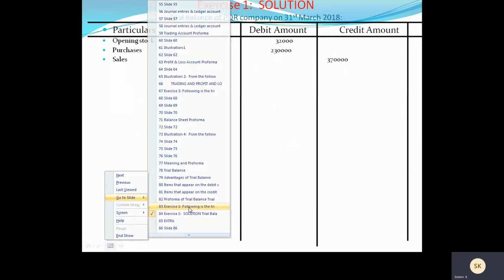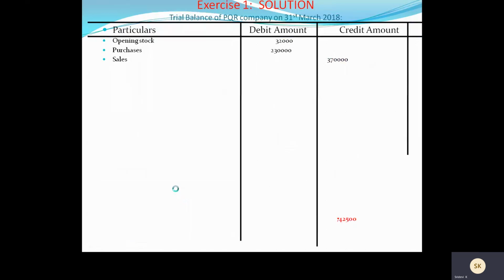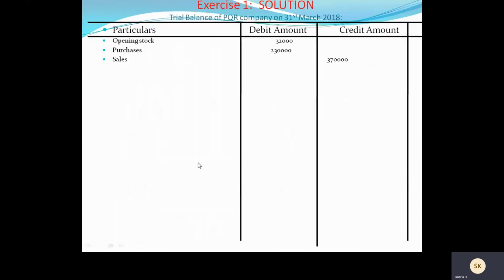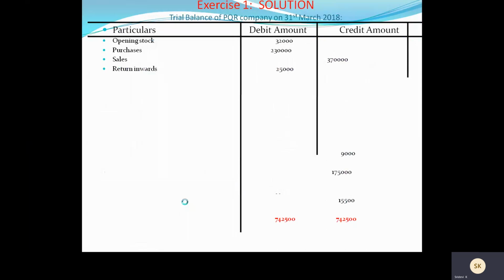So like this, we will rectify it and solve this. The simple thing you are going to do is identify whether it is properly recorded or not, and if there is any mistake, you are going to rectify it. Return inwards 25,000. Return inwards are related to the debit amount column. So we are showing 25,000 in the debit amount column, which was wrongly given in the problem in the credit column. One by one, like this, we are going to rectify it.